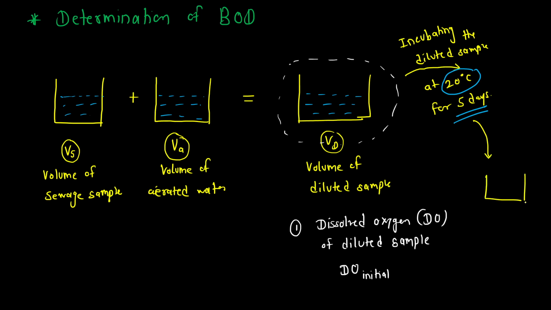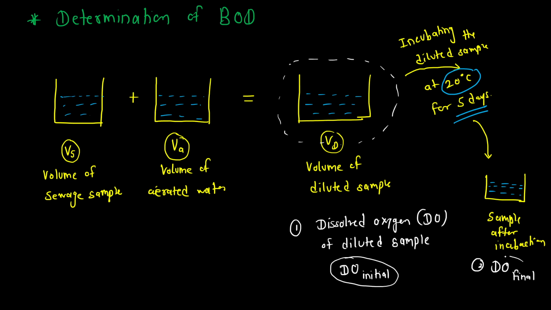So incubating the diluted sample at 20 degrees Celsius for 5 days, and after incubating, for the sample that we will get, we will find out the DO of the sample after 5 days. We'll name this sample as sample after incubation. And at this stage we will find out the second parameter here. And what is that second parameter? DO final. So we are measuring the dissolved oxygen content at the initial stage, and we are measuring it after 5 days. If we find out the difference between this DO content, that is the difference between the oxygen content, then that will give us the biological oxygen demand.